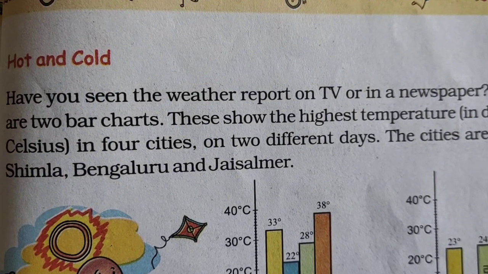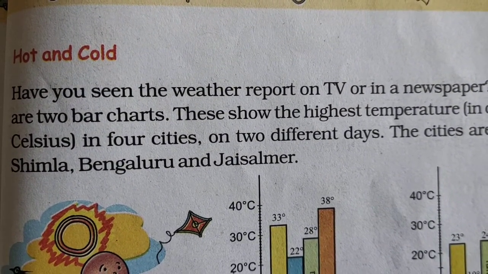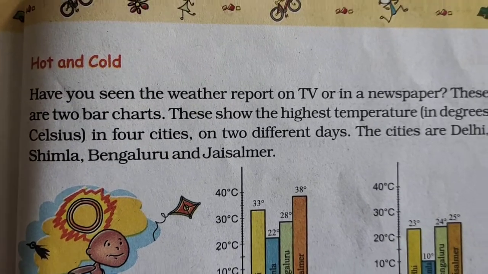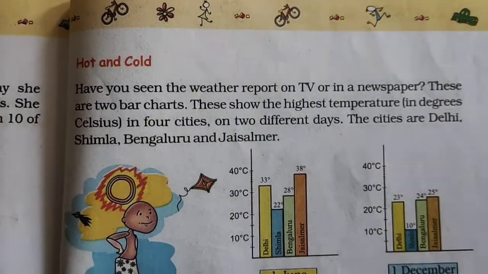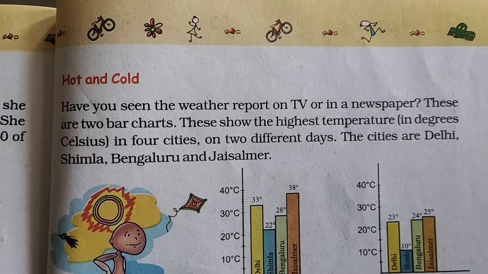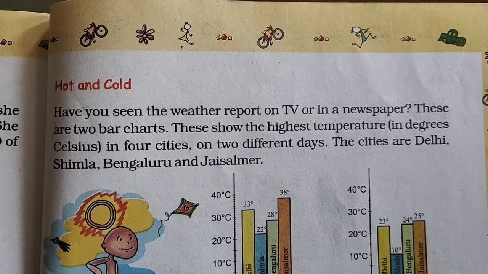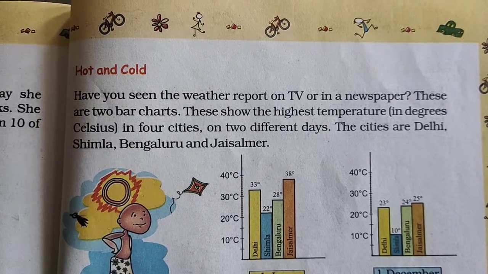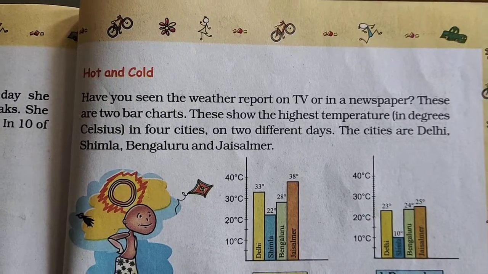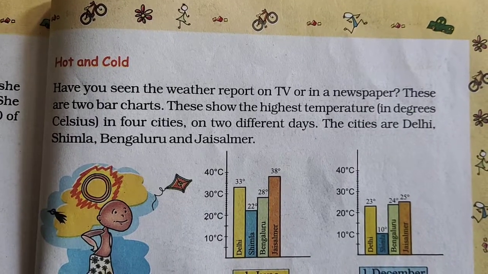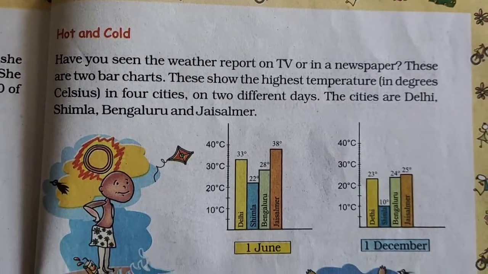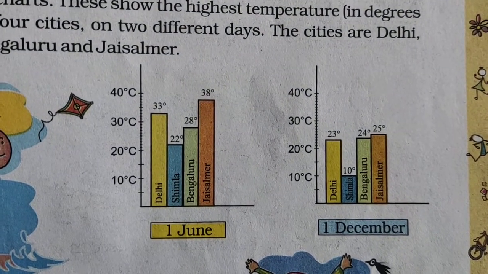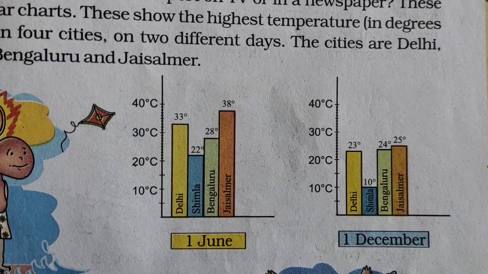Hot and cold. Have you seen the weather report on TV or in a newspaper? We all see the weather report on the TV or in the newspaper. In that, we can see that in the news, they show the daily temperature of some cities by using such types of bars, isn't it? These bars are called a bar graph. What are they called?